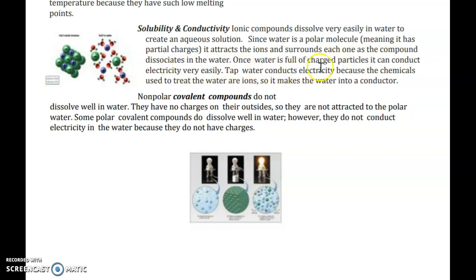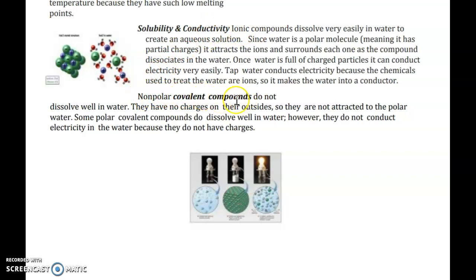Tap water conducts electricity because the chemicals used to treat the water are ions. So that makes water into a conductor. When it dissolves in water, those ions separate, giving positive and negative ions floating in the water. That's what creates the ability for it to conduct.